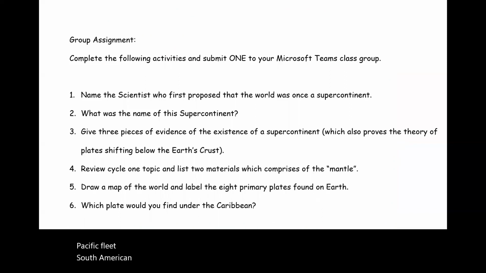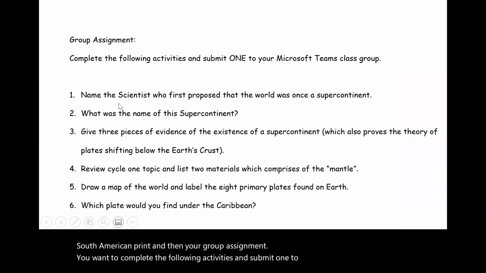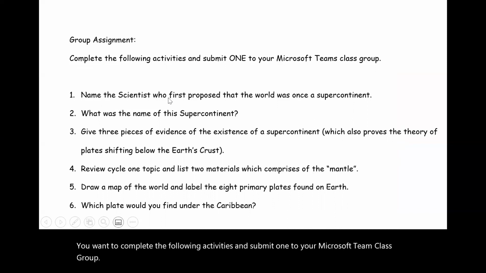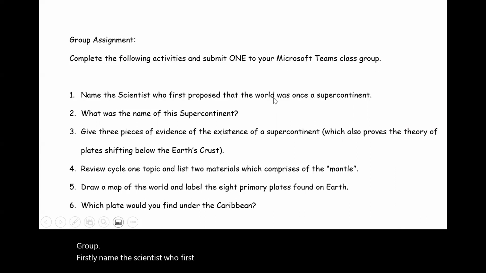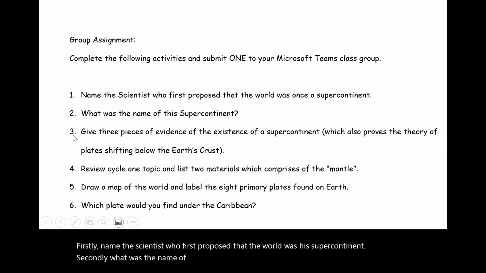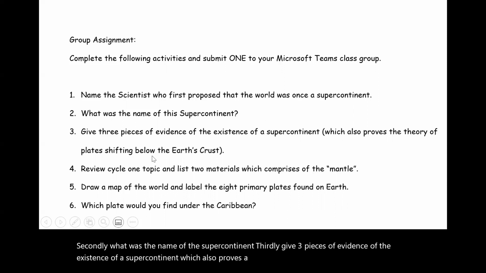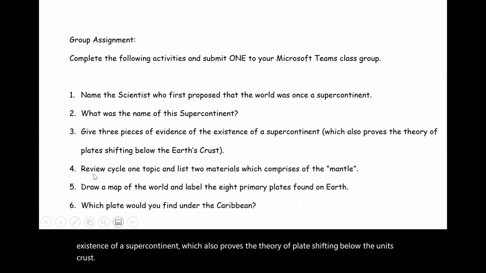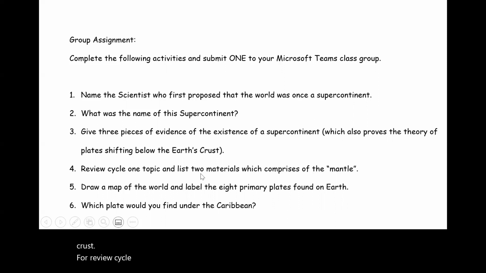And then your group assignment. You are to complete the following activities and submit 1 to your Microsoft Teams class group. Firstly, name the scientist who first proposed that the world was a supercontinent. Secondly, what was the name of this supercontinent? Thirdly, give 3 pieces of evidence of the existence of a supercontinent, which also proves the theory of plate shifting below the Earth's crust. 4, review cycle 1 topic and list 2 materials which comprise the mantle. What are some metals that you may find in the mantle?